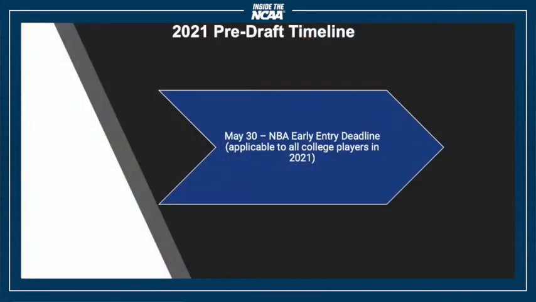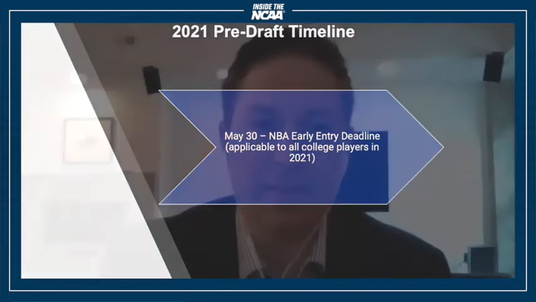The next key date is May 30th, which is the NBA early entry deadline, which applies to all college players this year. Because as you know, with the NCAA granting all Division I men's basketball student athletes an extra year of eligibility, that means, in effect, all college basketball players last season are underclassmen for purposes of the 2021 NBA draft. So any current college player interested in entering the 2021 NBA draft needs to submit his early entry paperwork on or before May 30th, which is 60 days before the NBA draft.